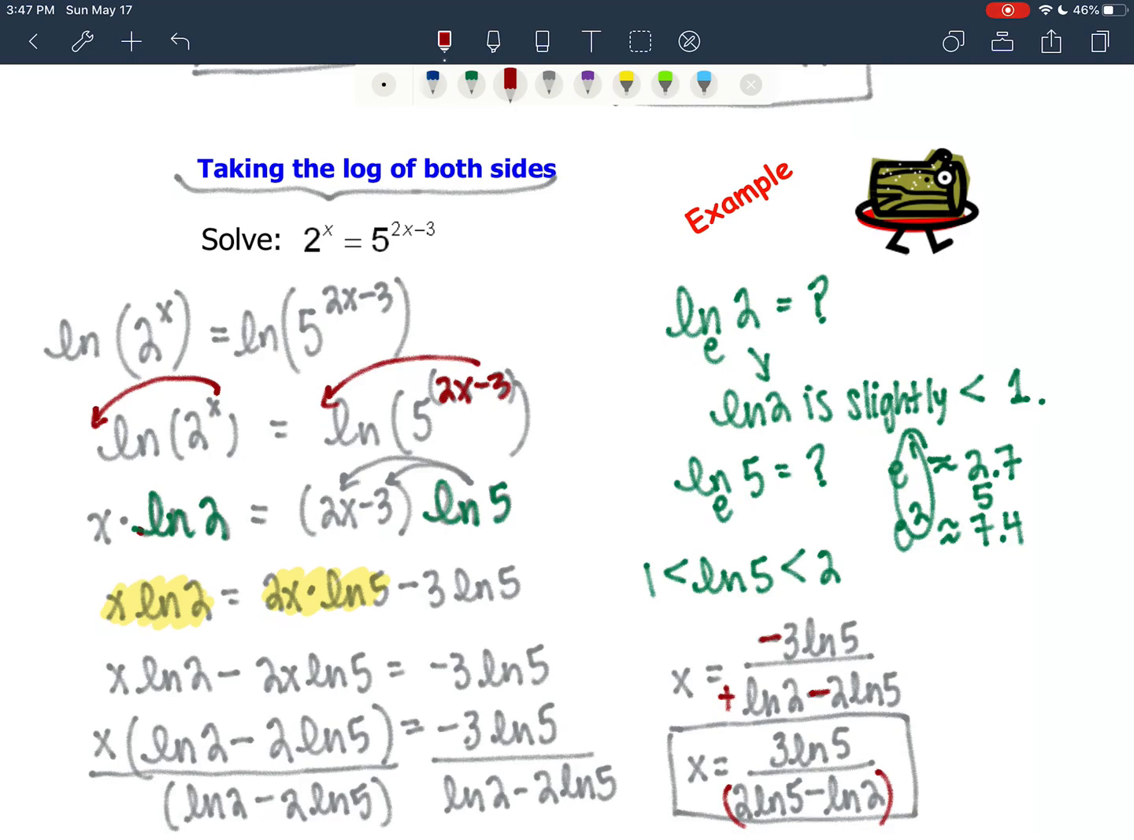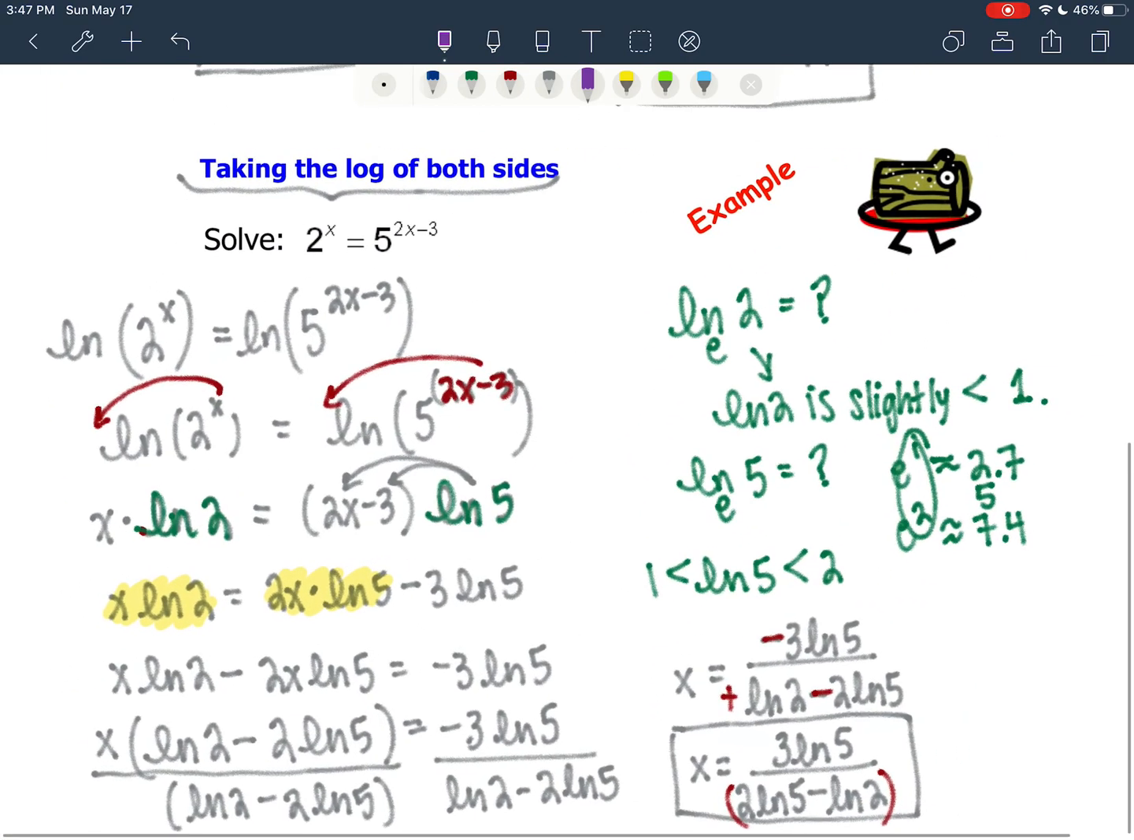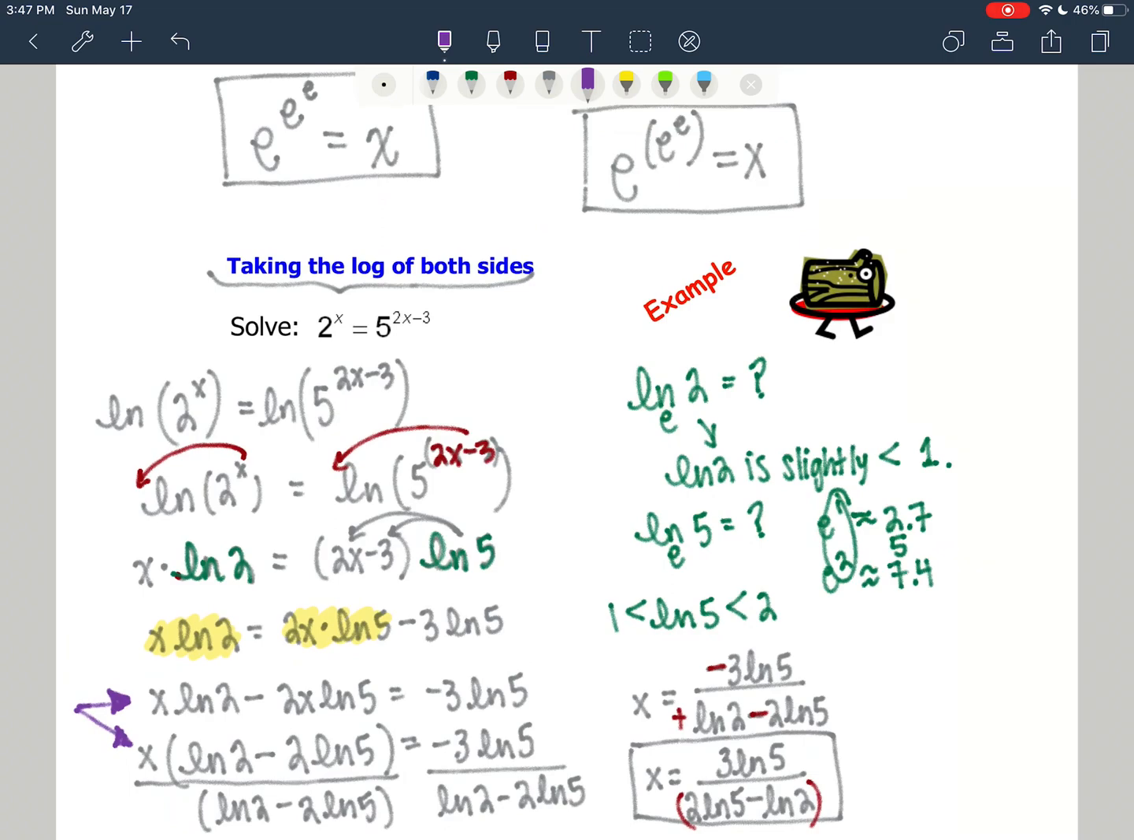This is probably a video worth re-watching. It's got a bit of intense algebra that you might not have ever experienced before. This step in particular is one that you would need to know moving on to higher level math. Being able to factor out that x, getting all the variable terms on one side of the equation and the constants on the other, and then factoring out that x is a skill that is very, very important to have from this point forward in your mathematical career.